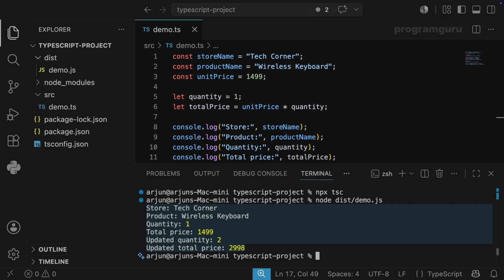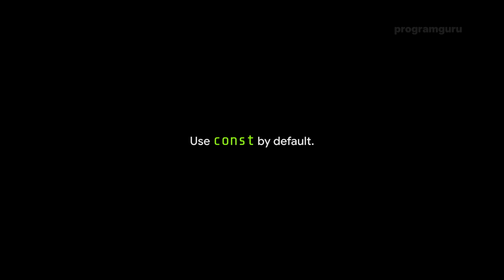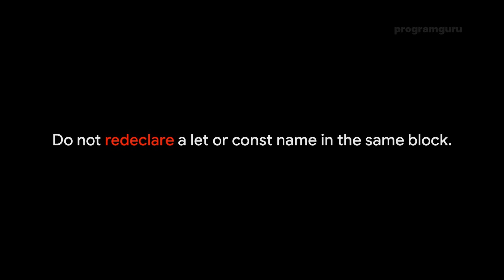Let us review the recommended practices from this lesson. Use const by default. Use let only when a value needs to be reassigned. Choose meaningful camelCase names. Use one declaration per line. Declare a variable before using it. Do not redeclare a let or const name in the same block.